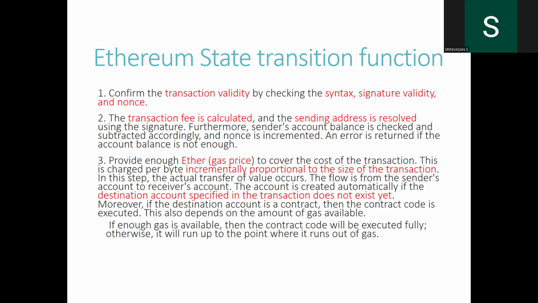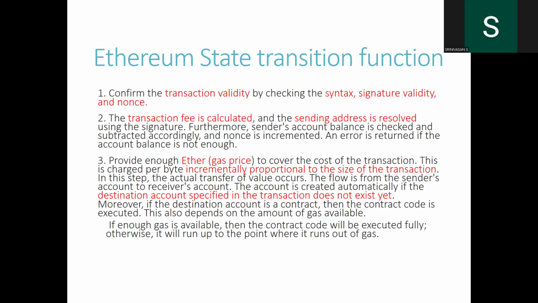In the third step, it checks whether there is enough ether, the Ethereum cryptocurrency, to cover the cost of executing the transaction or not. Usually, the gas price or the transaction fee is charged per byte, incrementally proportional to the size of the transaction. In this step, the actual transfer of the value occurs. The flow is from the sender's account to the recipient's account.